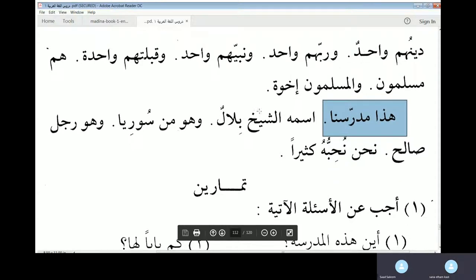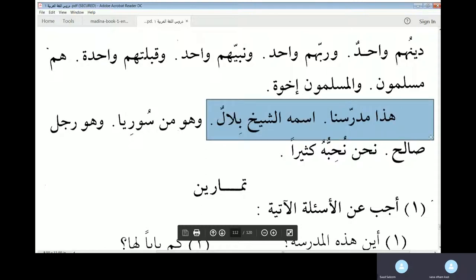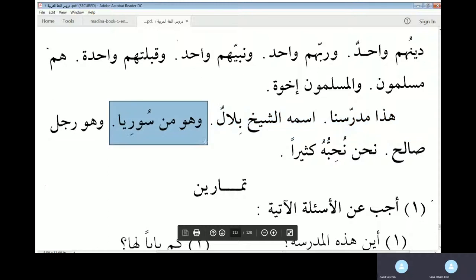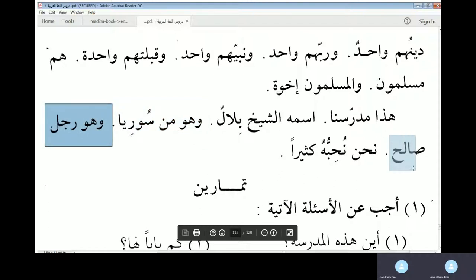Haza mudarrisuna. Ismuhu sheikhun Bilalun. This is our teacher. His name is Sheikh Bilal. Wahua min Syria, and he is from Syria. Wahua rajulun salihun, and he is a pious person.